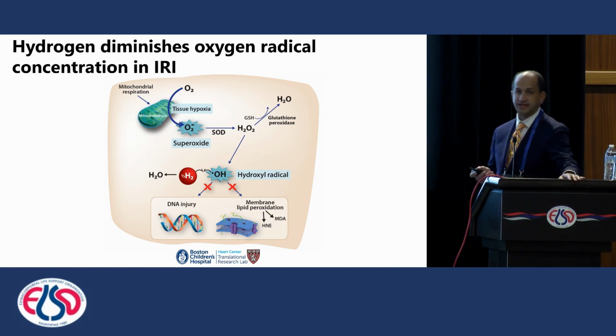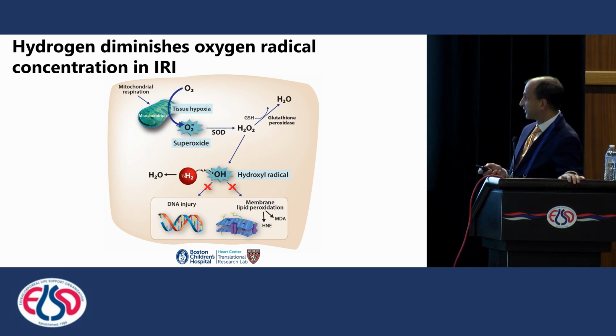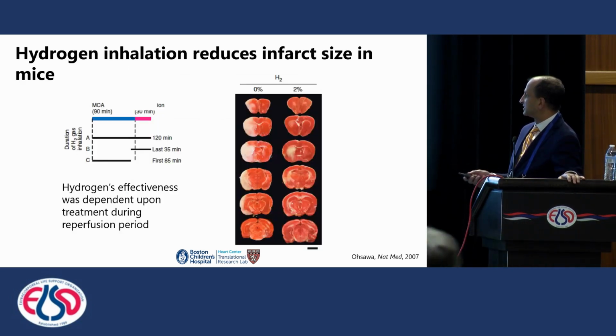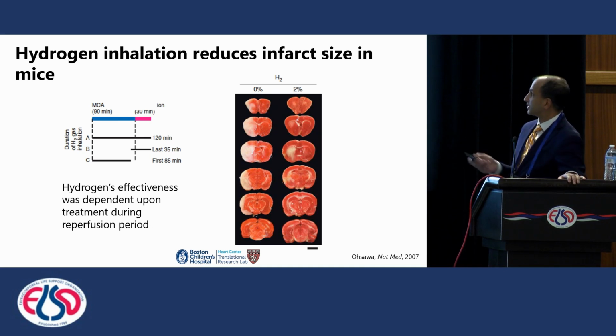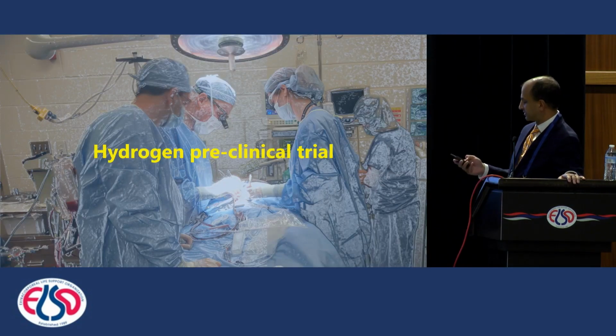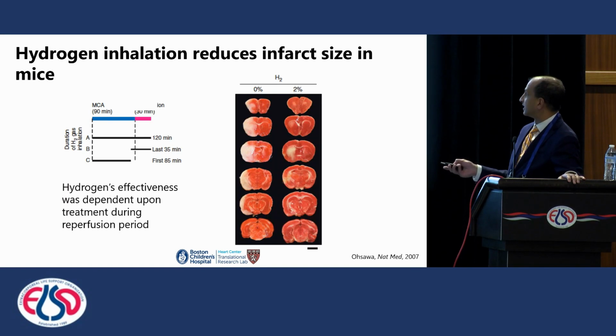So this has been recognized for a very, very long time, and was really brought to the forefront of my mind and many others by this paper in Nature Medicine, in which a group from Japan treated mice that had middle cerebral artery occlusion with hydrogen, primarily during the reperfusion period, and showed that there was a significant decrease in the ischemic injury that occurred with hydrogen post-treatment.